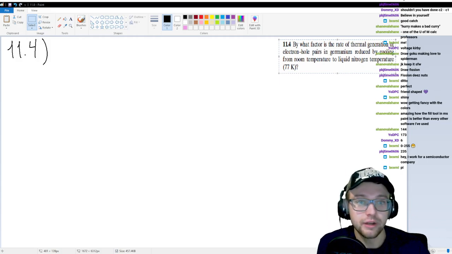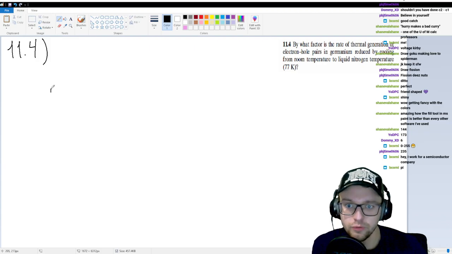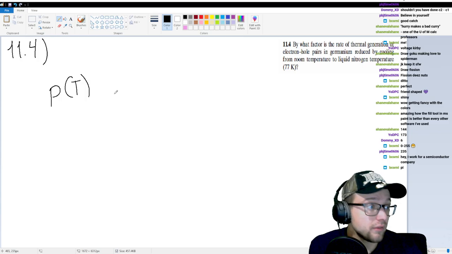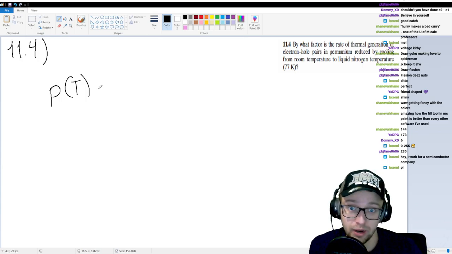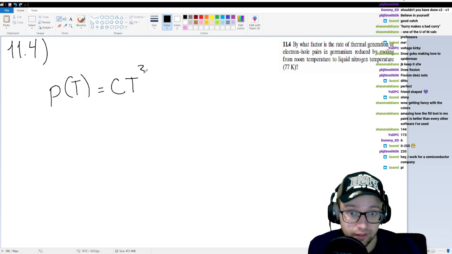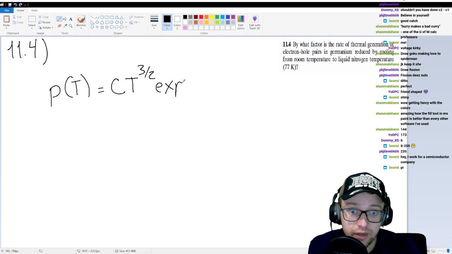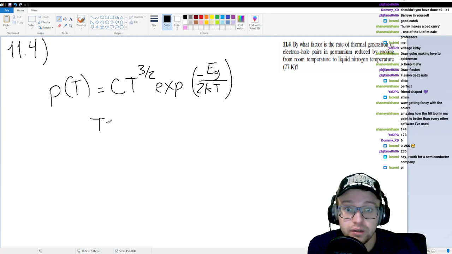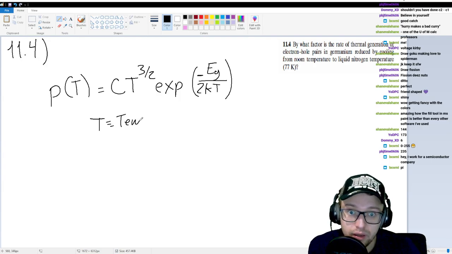So the probability... This one's pretty straightforward. The probability per unit time that an electron hole pair is thermally generated is given by C T to the 3 halves times exp of minus E_G over 2kT, where T is the absolute temperature, so we'll work in Kelvin.